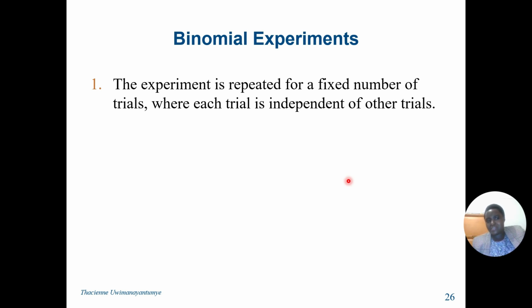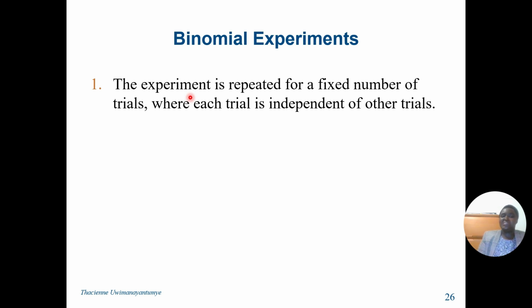Binomial experiments. First of all, the experiment is repeated for a fixed number of trials, where each trial is independent of other trials. In binomial experiments, we have one experiment which is repeated many times, but a fixed number of times, and each trial will be independent of other trials. No one depends on the other trial.